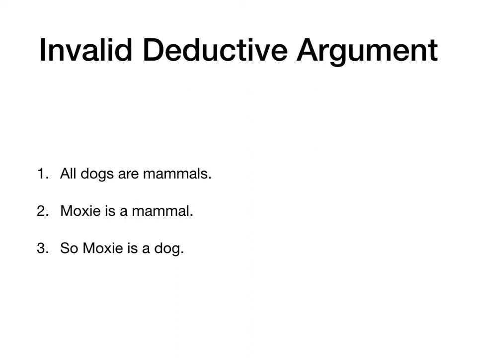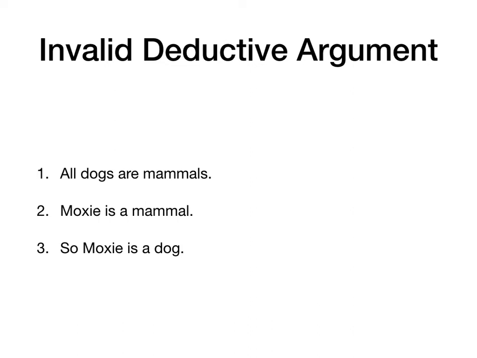Moxie is a mammal, so Moxie is a dog. Well, why is this invalid, right? Remember, for an argument to be valid, it can't be possible that the premises are true and the conclusion false. Well, look, there's all sorts of ways that these premises could be true and this conclusion could be false, right?